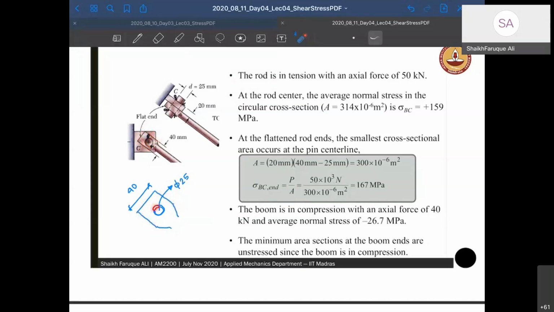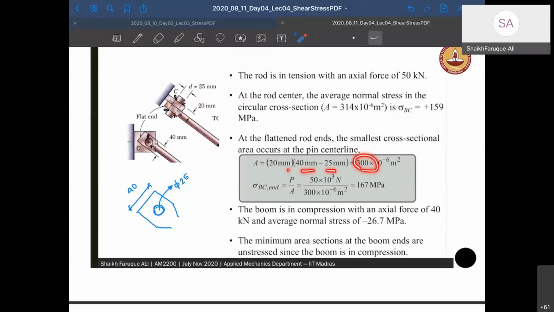and then there is a hole which is of diameter 25. So the area that is restricting the force is going to be this much only. This is maximum, right? This is too much. But this is the smallest area that is restricting. What is this area? This cross section, right? Multiplied by this thickness. So the thickness is 20. That is given here, flat end. This is given 20. So the thickness is 20 into 40 mm minus 25.